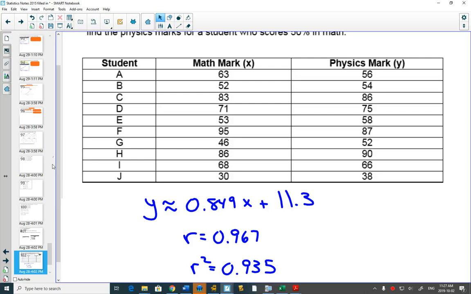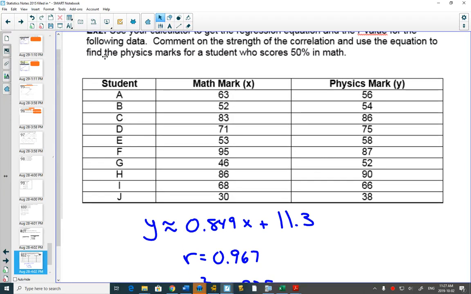But in this case, there seems to be a strong correlation between your math mark and your physics mark. So that's commenting on the strength of correlation. Then use the equation for physics marks to find the physics mark for a student who scores 50% in math. So what would we do?